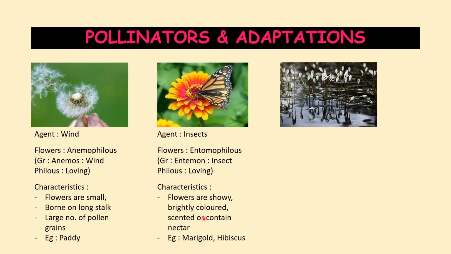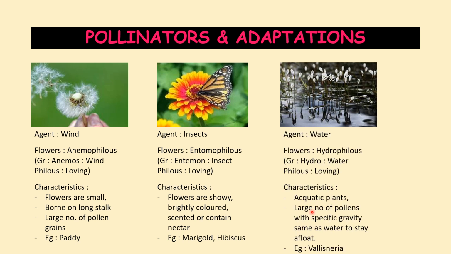and when they do, the pollen grains stick on the body of the insect, and as the insect flies from one flower to another, they carry the pollen grains along with them and deposit them on the stigma of another flower. Example of insect pollination is marigold and hibiscus.